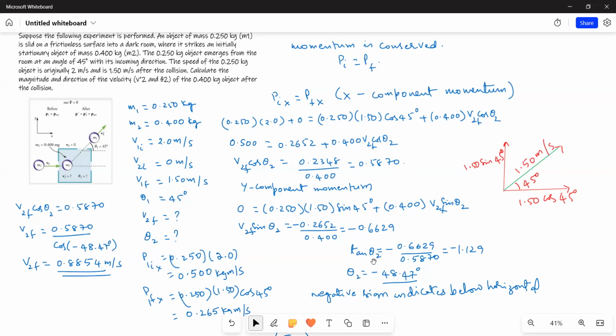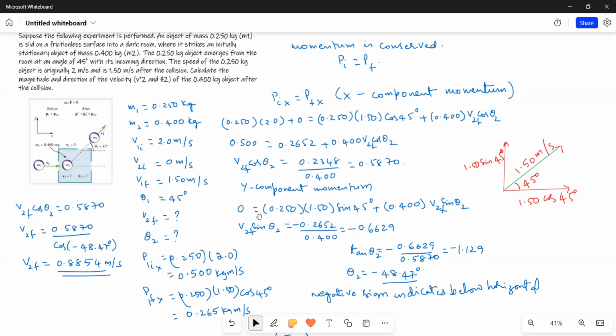Now we have to find that theta. So tan theta is equal to y by x. So this is the value. Theta is equal to tan inverse of this, which gives an angle of negative 48.47 degrees. The negative sign indicates that the object is moving below the horizontal.